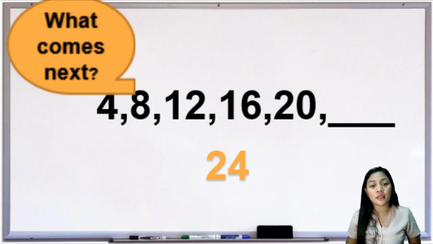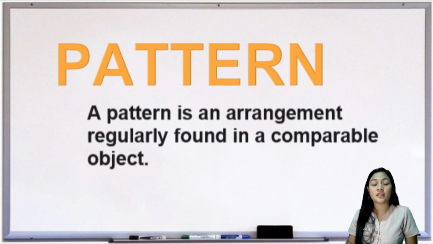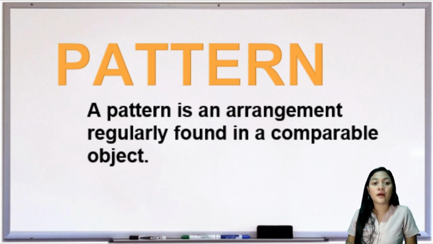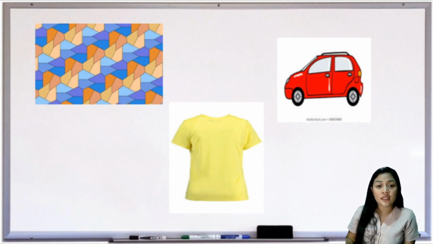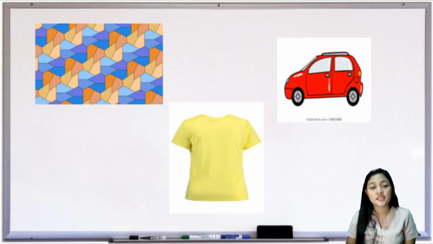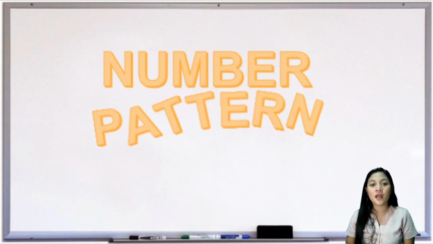In our activity, these are examples of pattern. And what is a pattern? A pattern is an arrangement regularly found in a comparable object. Usually, we encounter pattern in real life, like for example, in nature, in designs, in our t-shirts, in cars, and in everywhere. In math, we have the so-called number pattern.